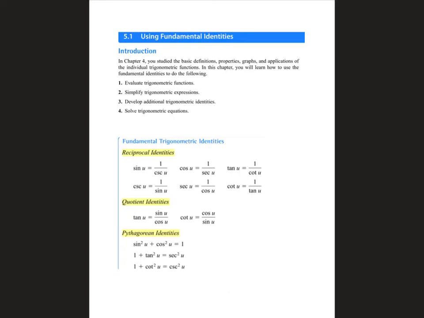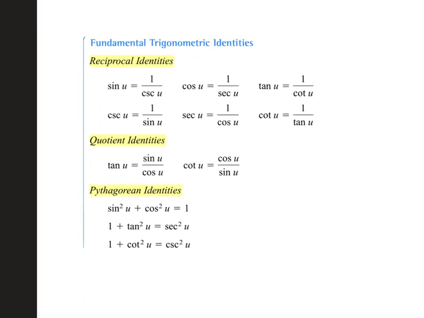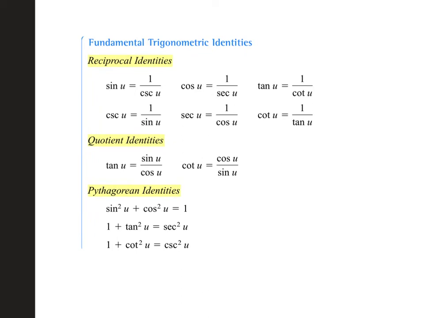All right, in 5.1, we continue working with our trig identities. In this section, we're going to use our identities to simplify equations. So in simplifying, we are making it smaller. It gives us a whole bunch of trig identities, on the first slide and on the next one.